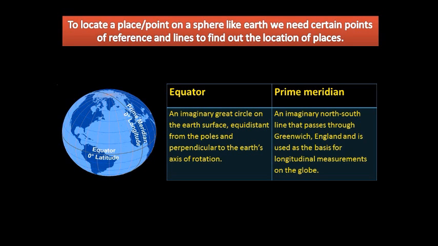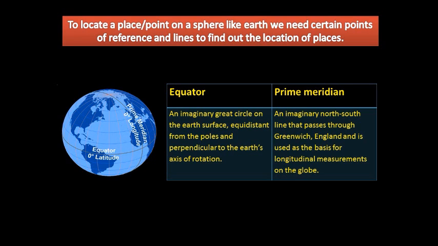It is perpendicular to the axis of rotation, that is, the axis which passes through the North Pole, the center of the Earth and the South Pole, and based upon that axis of rotation, the Earth rotates from west to east.